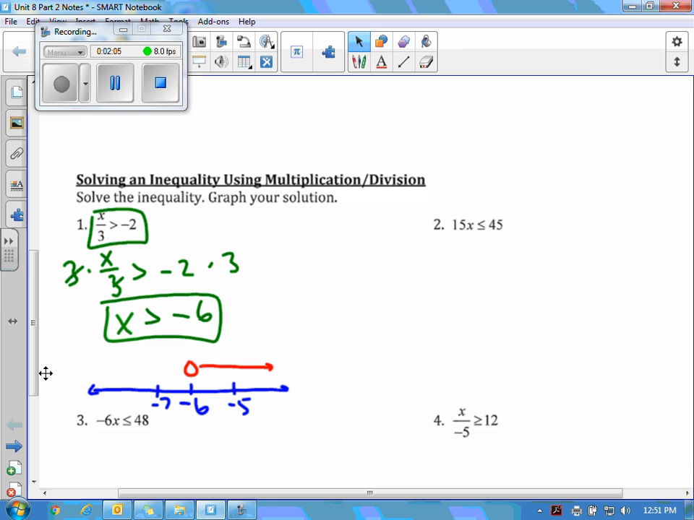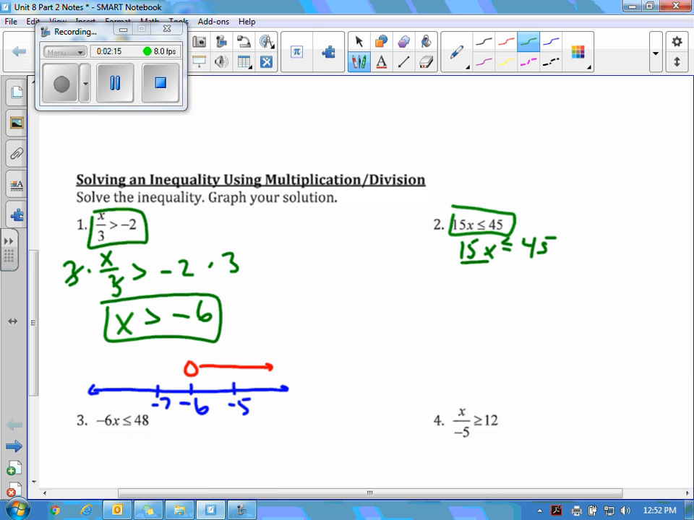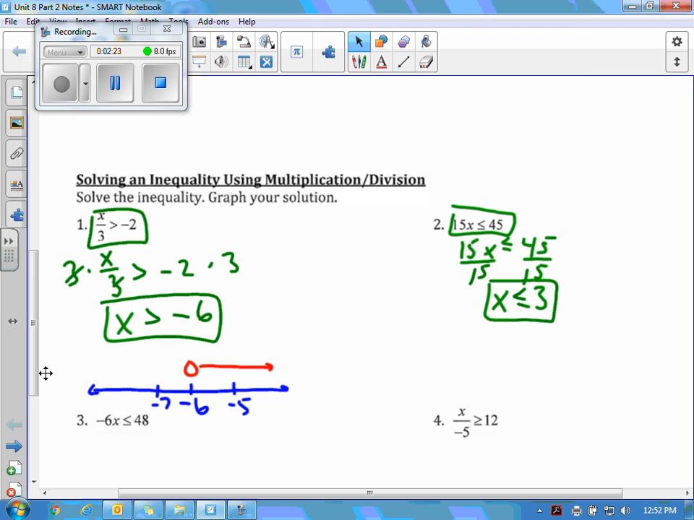Coming over to number 2, again, the first thing I'm going to do is box and rewrite. So I have 15x is less than or equal to 45. 15x is multiplication, so I need to divide both sides by 15. So I'll get x is less than or equal to 3. Now I need to graph that. I put 3 on my number line. Less than or equal to means I'm going to fill it in and go to the left.